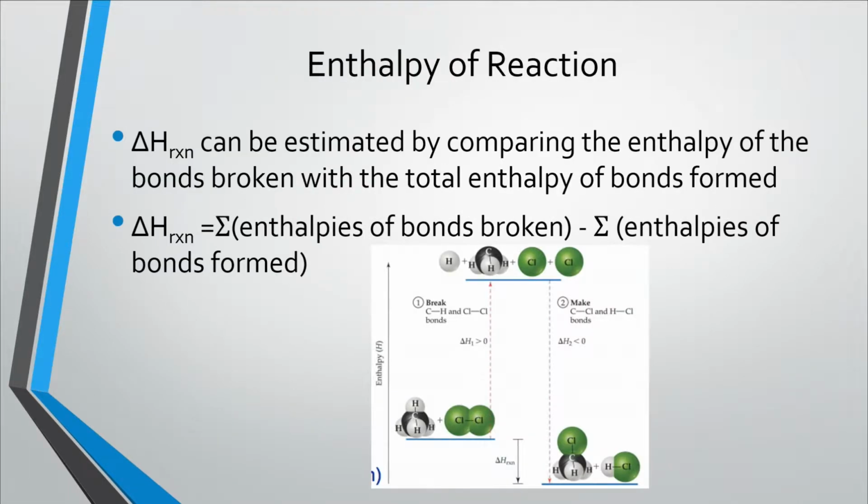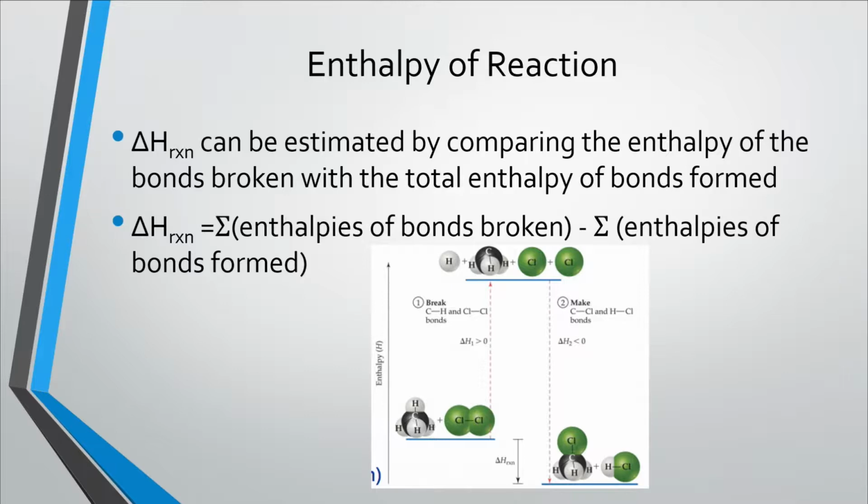So our enthalpy of reaction can be estimated by comparing the enthalpy of the bonds broken with the total enthalpy of the bonds formed. So our equation is going to be the enthalpy of the bonds broken minus the enthalpy of the bonds formed. I encourage you to draw out your structures, because sometimes just looking at a formula can be difficult to see what type of bond you have in a reaction.